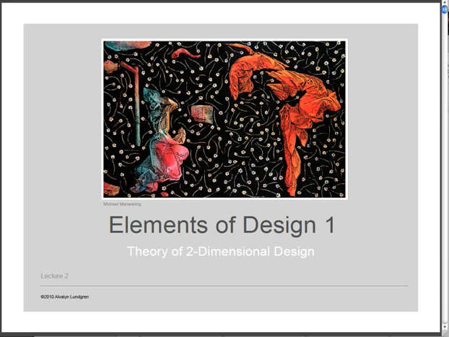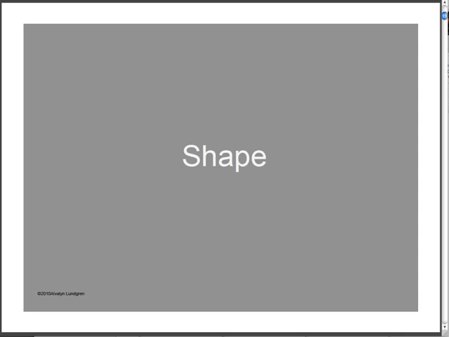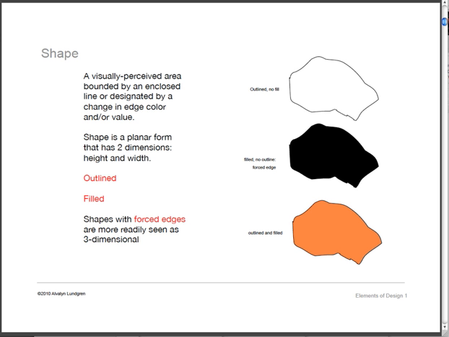Okay, this is lecture 2, and our topic is shape. And shape, if you recall from last week or last session, is a visually perceived area that's bounded by an enclosed line. An enclosed line is a line that starts and ends at the same position, at the same location. Another way to define shape or create shape is to create something that has a change in color and therefore is different from or separated from the background.